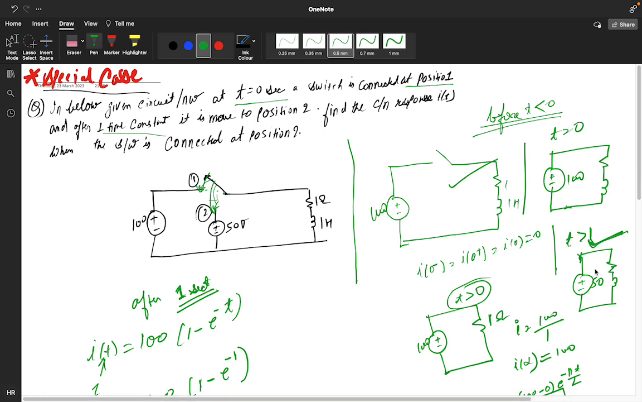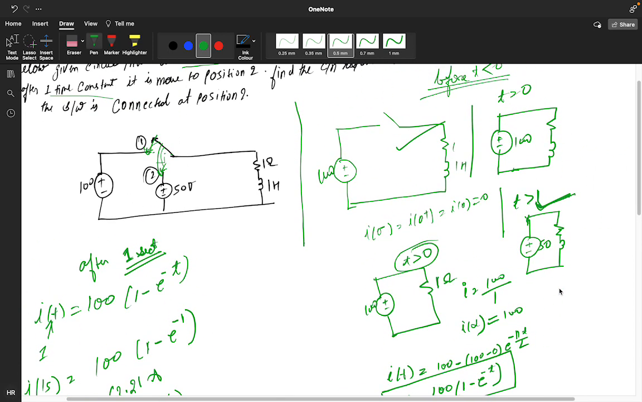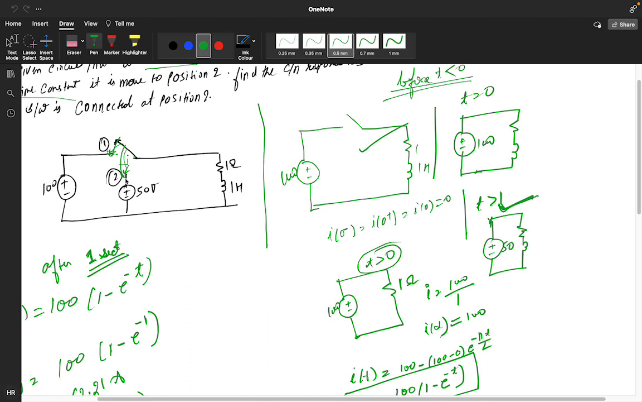Okay, we need to find this value. So how can we find it? First we'll solve the circuit for position 1. I don't know anything about this particular part. What I am doing is considering only position 1, forgetting this other part, and solving for this.